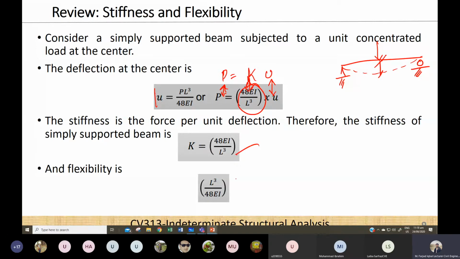So this is the stiffness, and if I want to figure out the flexibility, it will be the inverse of the stiffness, that is L cube over 48 EI. So actually when you were doing the conjugate beam method or the moment area method, you were indirectly also calculating the stiffness of different types of structure. But back then we didn't discuss this, so you didn't realize it. Now, just by simple comparison, we figure out the stiffness of beams or frames. So now you can also calculate the stiffness or flexibility of any type of structure.